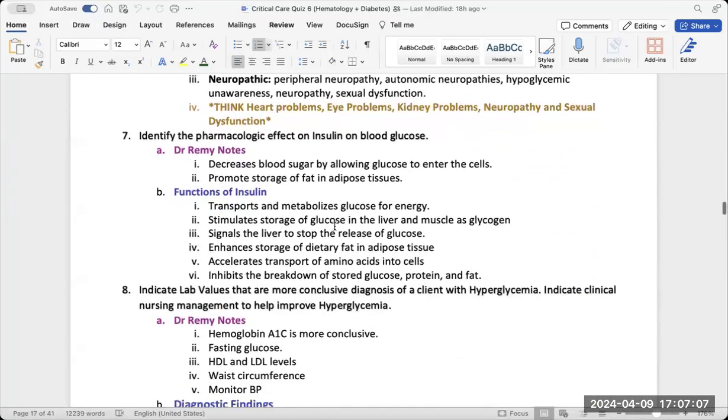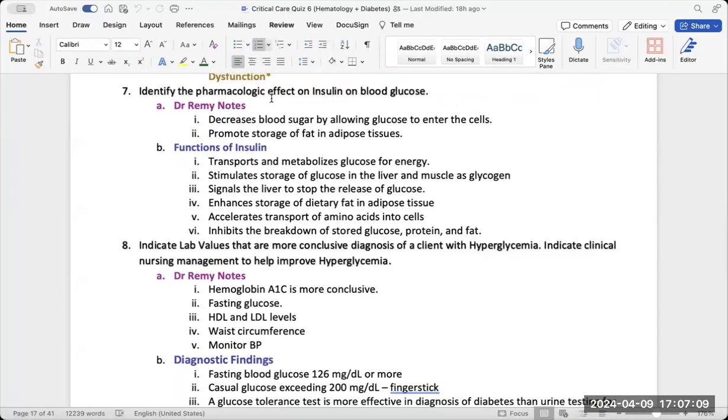Okay. The next question is to identify the pharmacological effect of insulin on blood sugar. She said for this question: it decreases blood sugar by allowing glucose to enter the cells. It promotes the storage of fat in adipose tissues. Other things, it's in one of the slides, but it can transport and metabolize sugar for energy. It stimulates the storage of glucose in the liver and muscle as glycogen.